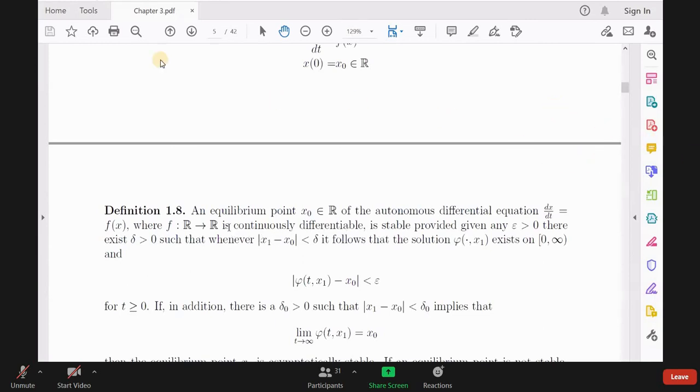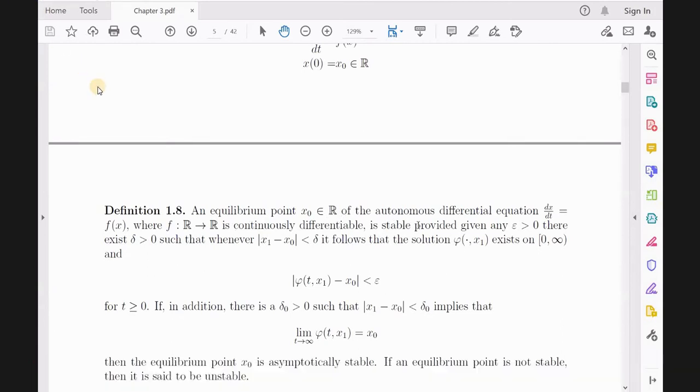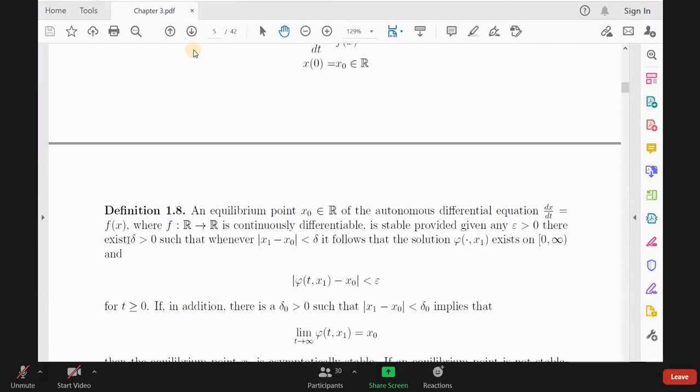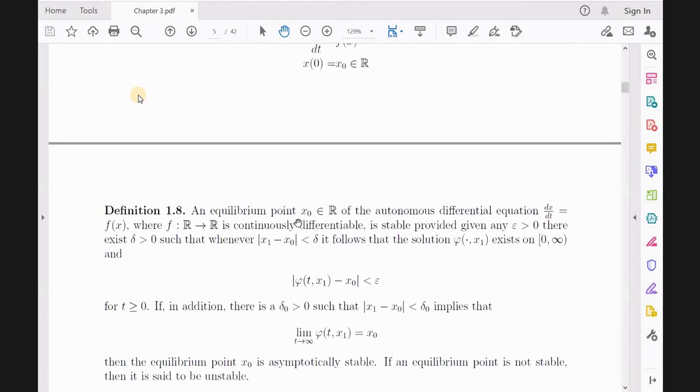Now see another definition. An equilibrium point x naught of an autonomous differential equation dx by dt is equal to f of x, and this has x naught as an equilibrium point. x naught is its equilibrium point, which means f of x naught will be 0. Where f from R to R is continuous and differentiable.